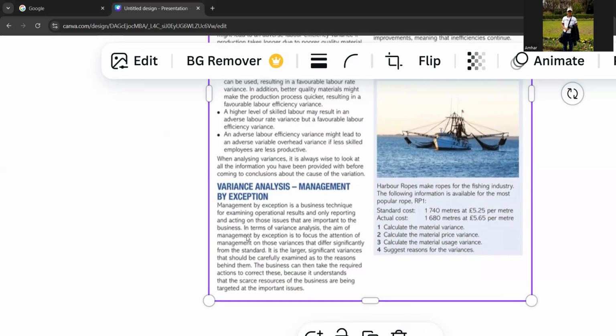Let's say there's a big difference in variances. It has caused an adverse variance. So they will give importance to those issues and they will try to correct them. That is management by exception. Did you understand now?